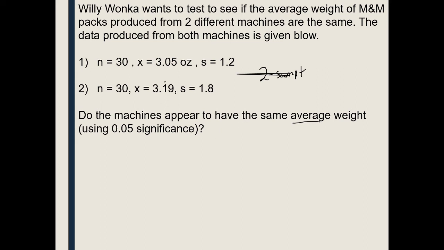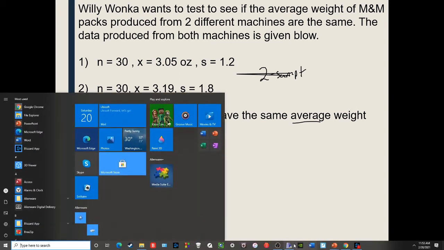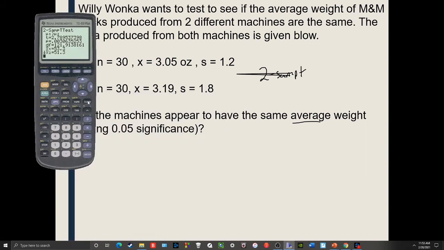So if you enter this data in your 2-SampT, I'll go ahead and do that real quick. Again, we're doing 2-SampT because it's an average test. We're going to go to Stats because we just have the raw stats. The average weight for the first pack of M&M's from this machine is 3.05. We have a standard deviation of 1.2 and an n of 30. And over here, my average weight was 3.19, standard deviation of 1.8, and n of 30.